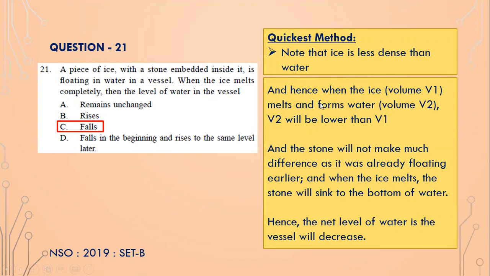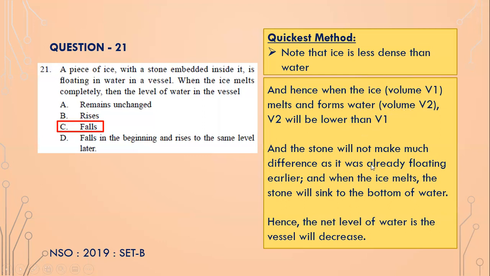So when the ice is floating in water, the ice volume is V1 and it forms water of volume V2. Ice is less dense than water, so volume V2 will be lower than V1, isn't it? The volume of ice is normally higher than water because ice is less dense. So when it forms water, the volume will be lower than V1.